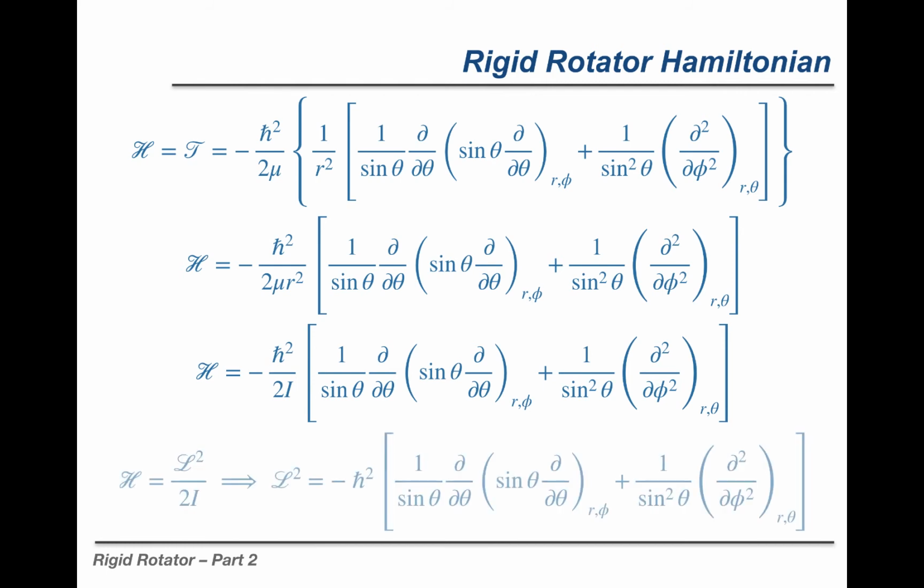Recalling from the previous video on the classical rigid rotor that the kinetic energy is just L² over 2I, and remembering that our Hamiltonian only includes the kinetic energy operator here, we can determine that L² must be given by the term on the right side of the bottom equation.